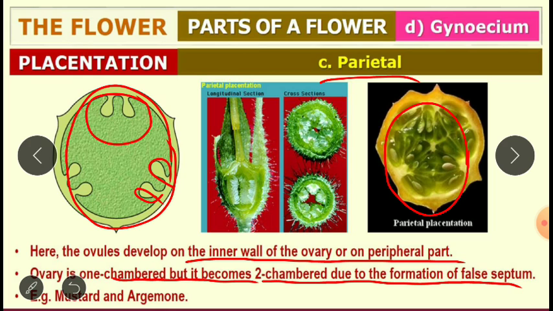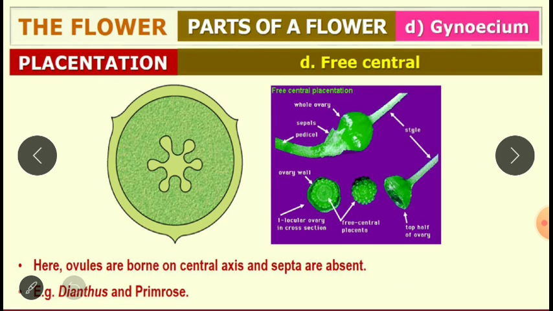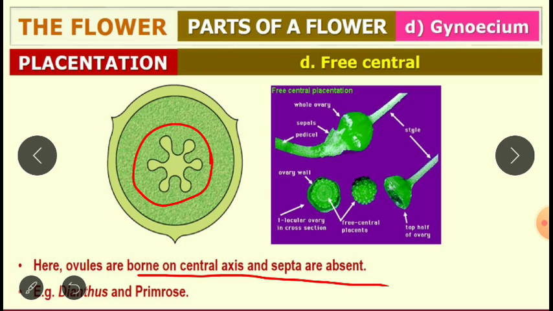This type of placentation you can see in the case of your mustard, that is your mohri what we call, and argemone. The next is going to be the free central type of placentation. So, what is free central type of placentation? The free central, here the ovules are borne on the central axis and the septa are absent. So, there is no cavity or anything. The placenta is present in the middle, a long placenta to which the ovules are attached.